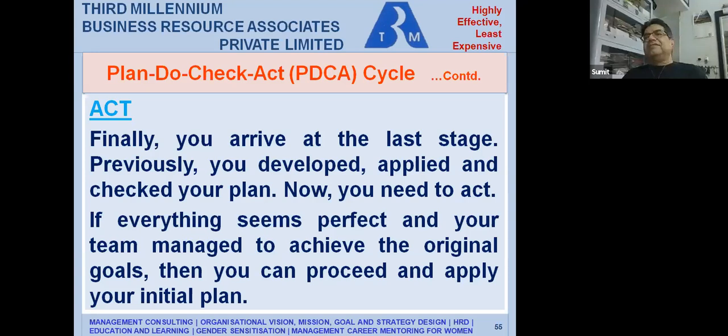So what have you done so far? You have developed the plan. You have applied the plan. So planning, doing, and checking you have done so far. Now you need to act on what? You have to act on further improvement. So if everything seems perfect and your team managed to achieve the original goals, so if in one cycle you have achieved the 100% that you had planned, then you can proceed and apply your initial plan to the entire process.